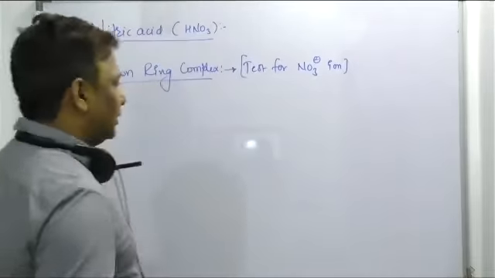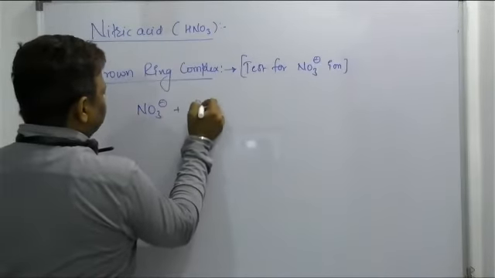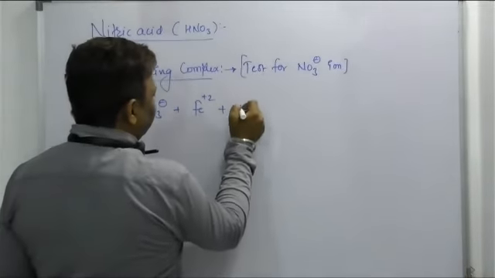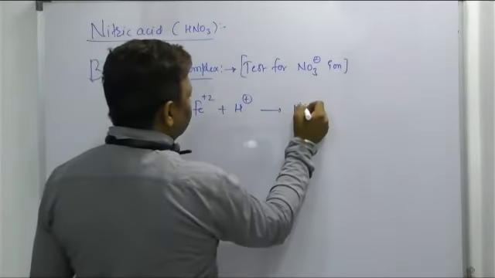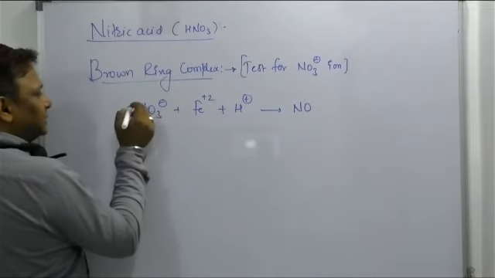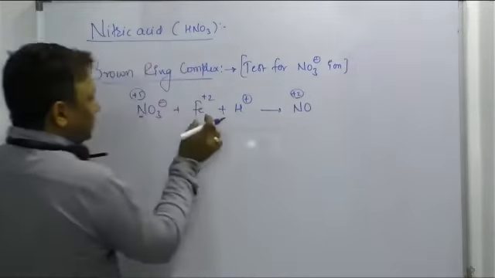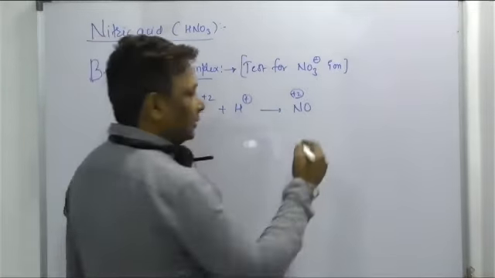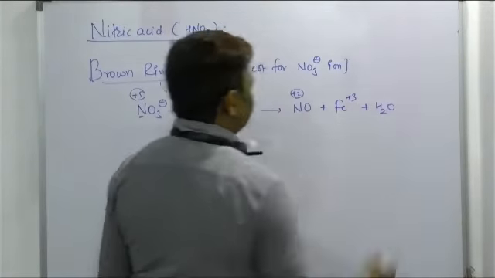So I will show you here how it will be. Suppose nitrate ion is present here and Fe plus 2 ion is there, in acidic medium. So your Fe plus 2 ion will reduce this nitrate ion to NO. You can check it: nitrogen's oxidation number, 3 into 2 is 6, minus 6 becomes plus 6, minus 1 becomes plus 5, and here it becomes plus 2. So Fe plus 2 reduces nitrate ion to nitric oxide. Remaining is the same. Plus 2 becomes plus 3, and the remaining is the water molecule.